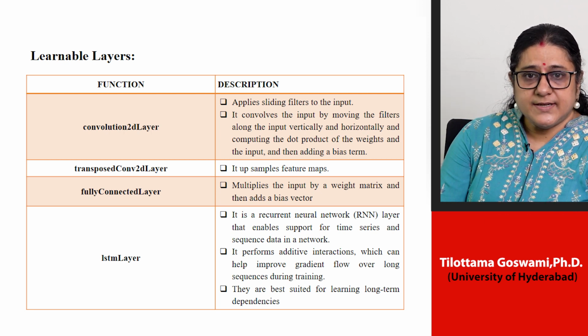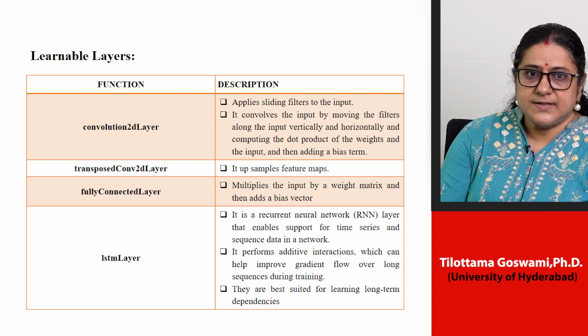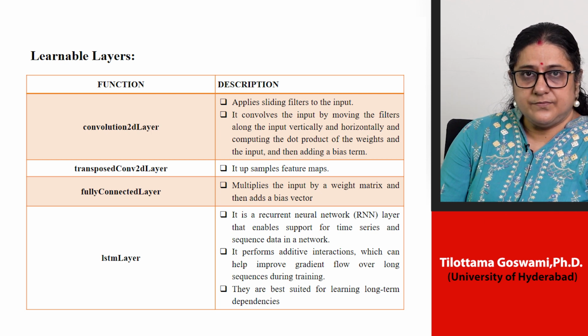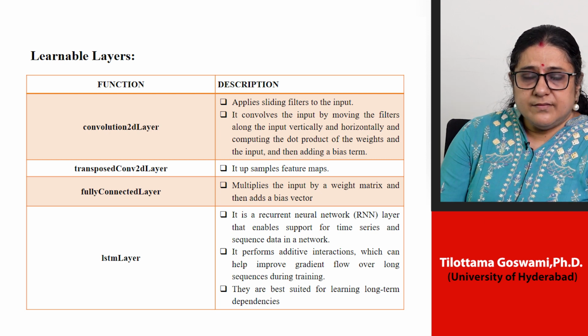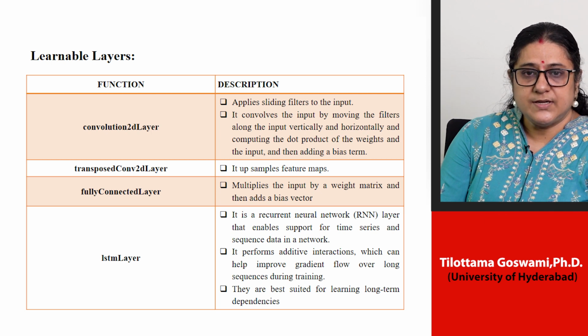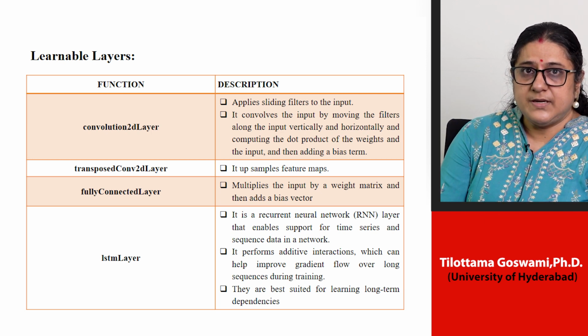There is a fully connected layer which multiplies the input by a weight matrix and again adds a bias, but all the neurons are connected from the previous layer to the next layer. The LSTM layer can be found in a feedback neural network, which is also called a recurrent neural network. It enables time series data and sequence data in a network for prediction. They are best suited for learning long-term dependencies.